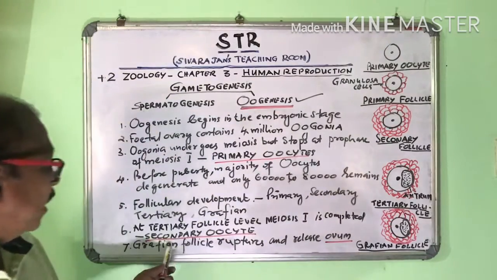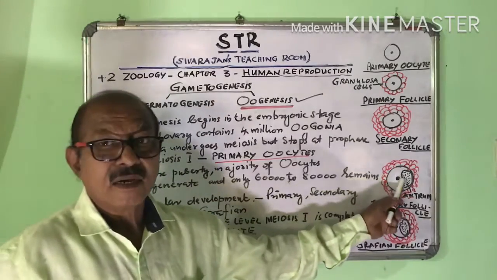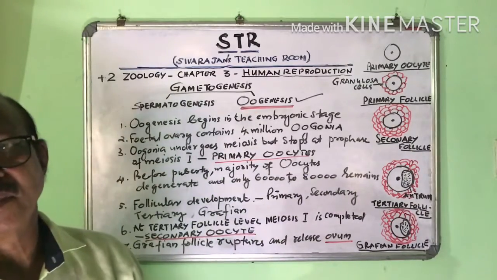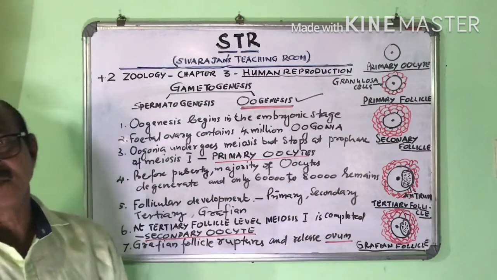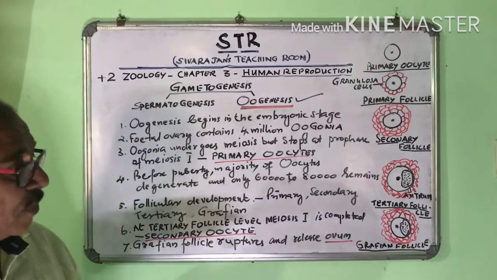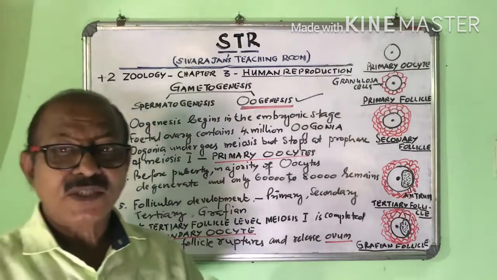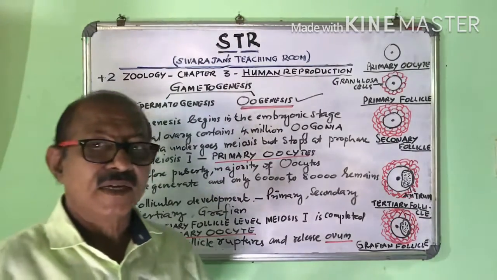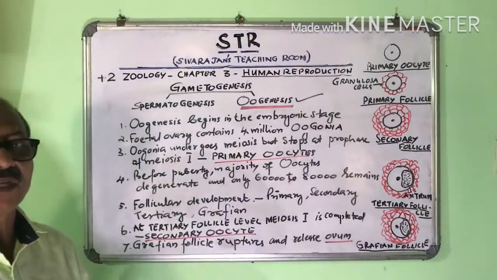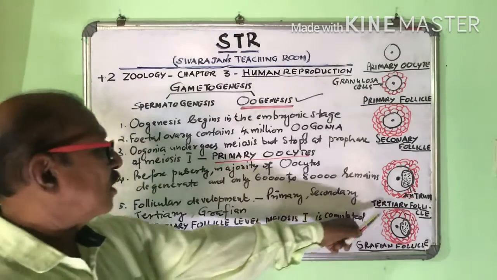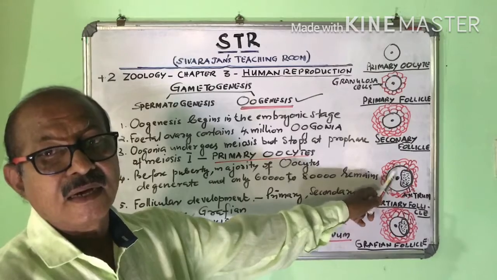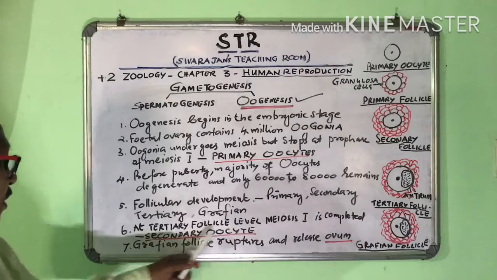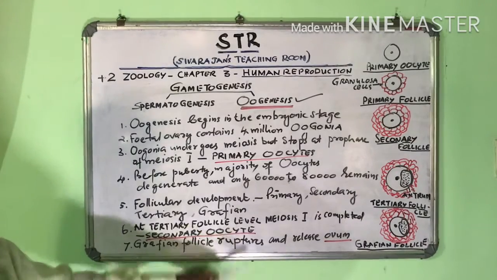So at the tertiary level, the primary oocyte completes meiosis 1 and becomes 2 haploid cells. Out of this, one haploid cell is very large. It retains the majority of the cytoplasm, and the other is a small cell. The small cell is called a polar body, and the polar body is destroyed. So now the tertiary follicle has a haploid nucleus. It is called a secondary oocyte.